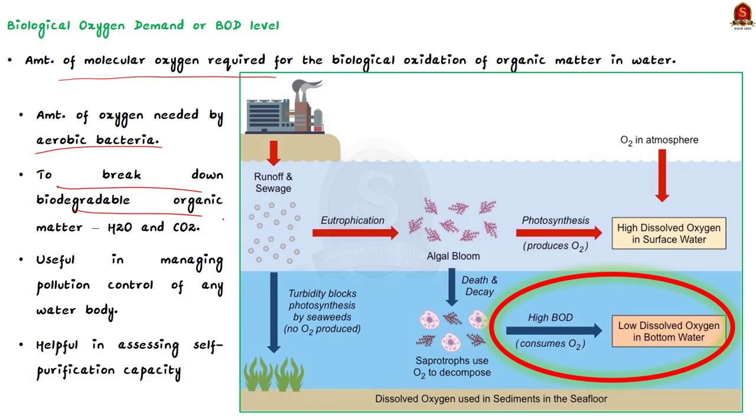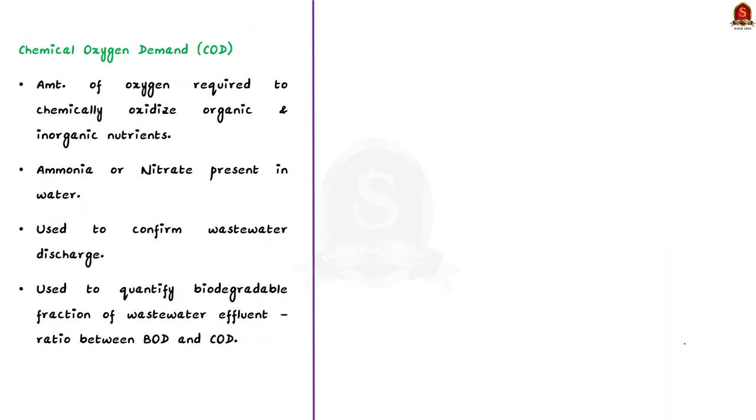Yes, the bacteria break the organic matter into products such as water and CO2. Thus, biological oxygen demand testing is very useful in managing pollution control of any water body. Also, it is helpful in assessing the self-purification capacity. So, we can say that if BOD is higher, more oxygen is required and signifies lower water quality. Inversely, if BOD is low, it means less oxygen is being removed from water. So, water is generally purer.